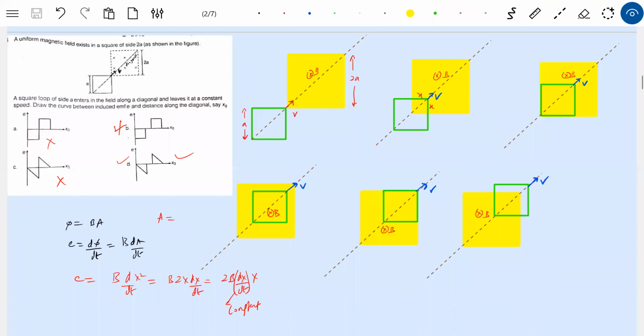Why are they negative and positive? Flux negative, flux increases, d phi by dt negative, EMF induced positive. Okay, if you take that one, then it will invert, because your negative flux decreases, d phi by dt positive, EMF induced negative. So therefore these two should be opposite.